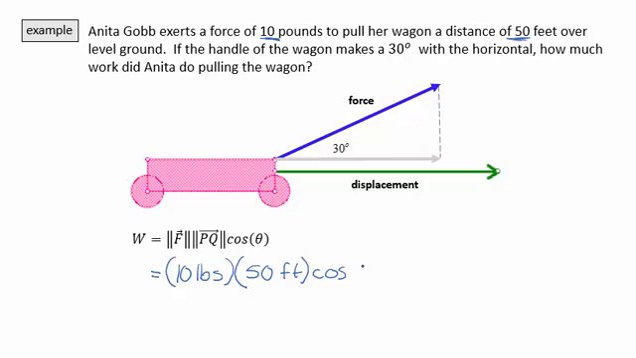times the cosine of the angle between them, which is 30 degrees. And remember, the cosine of 30 degrees is square root 3 over 2. And so our product, 10 times 50 would be 500, and 500 times the square root of 3 over 2, the 2's would cancel, and we would get 250 square root of 3 foot-pounds of work being done by Anita to pull her cart.